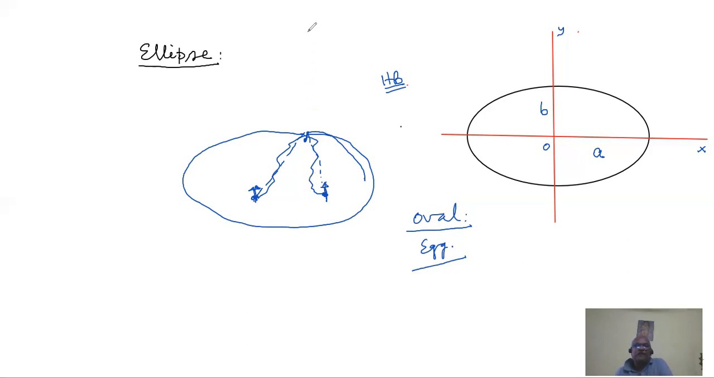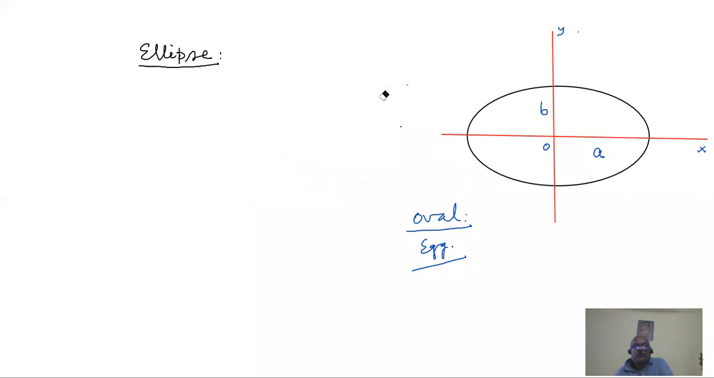There are many different ways to draw an ellipse. I think you got my idea. Let me remove all those things. So an oval shaped curve is known as an ellipse.